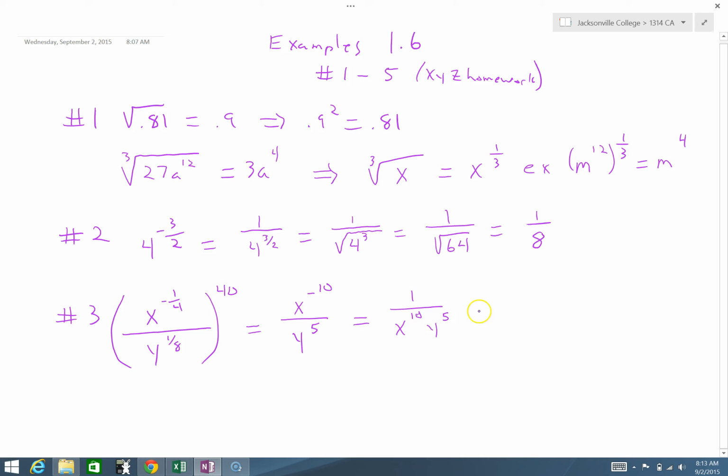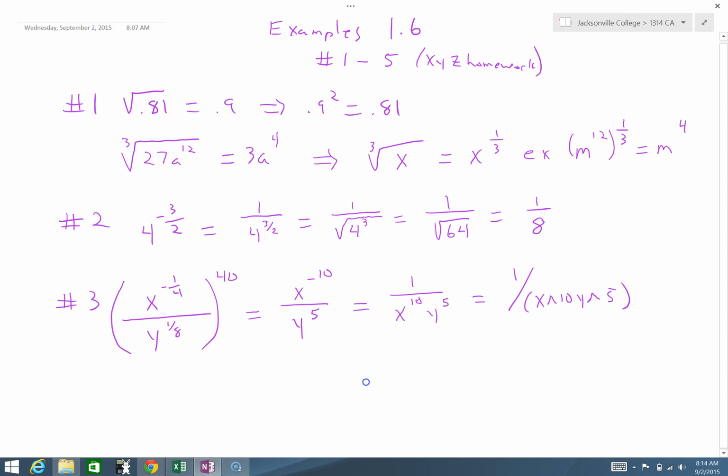Remember, when we write this in the computer, we'll put it in this fashion: 1 divided by, and we want to group this denominator in parentheses. It will be x to the power of 10, and then y to the power of 5. Close parentheses. Use of parentheses will be important as we enter in these answers.